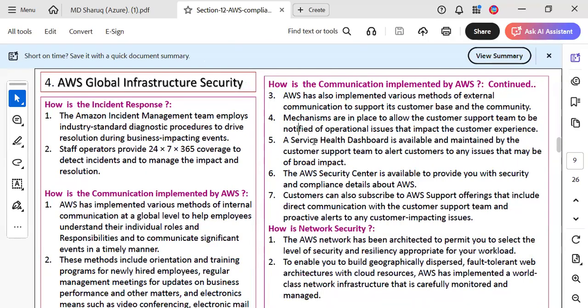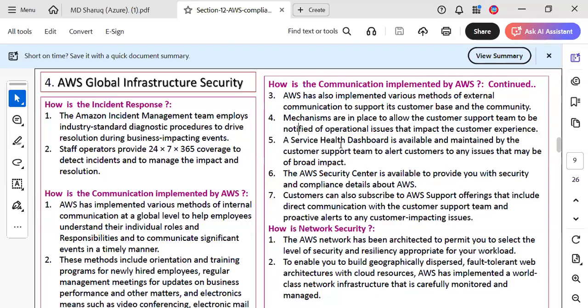Now, what is an incident? If any issue is there, that is called an incident. The Amazon Incident Management Team applies industry standard diagnostic procedures to drive resolution during business impacting events. It means basically, if any network is not working, they raise the incident. That is called a defect or issue. In IT notation, it is called an incident. How is the communication?